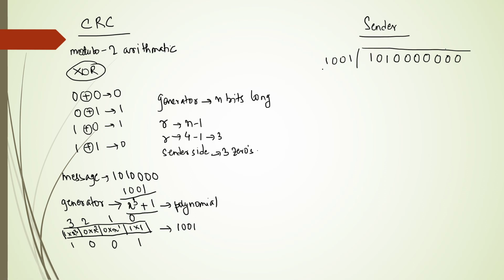Since this is 1001, we will multiply this generator every time by a 1. Why a 1? It will be clear from the example itself. If I multiply this with a 1, it will be 1001. Now we will do the modulo 2 arithmetic. What was the modulo 2 arithmetic? It was nothing but the XOR. If I have 1 and a 0, it's a 1. If I have 0 and a 1, it's a 1. If I have 0 and a 0, it's a 0. If I have 1 and a 1, it's a 0. Am I clear till this?